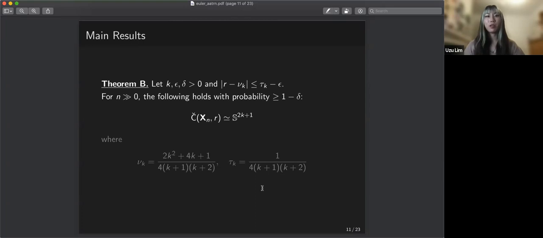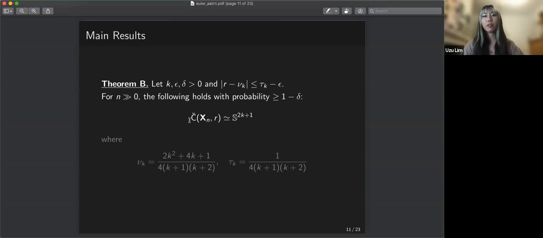And now it's about B. So if we specify K, epsilon, and delta, then if we say that the radius parameter is within a certain radius tau K from a midpoint mu K, then for sufficiently large n, the following holds with probability at least 1 minus delta. So it holds with arbitrarily high probability, so to speak.